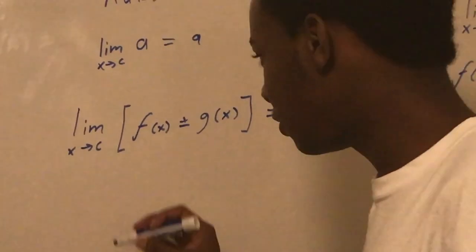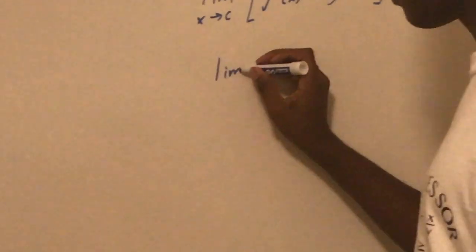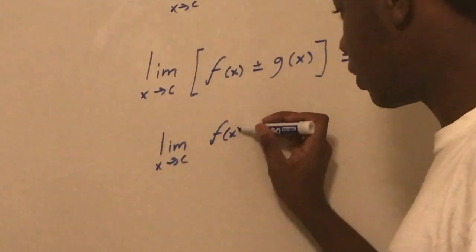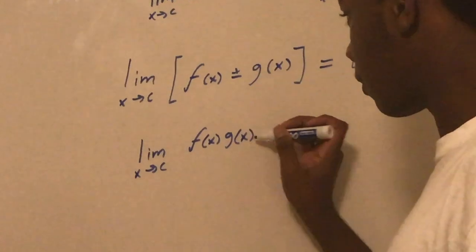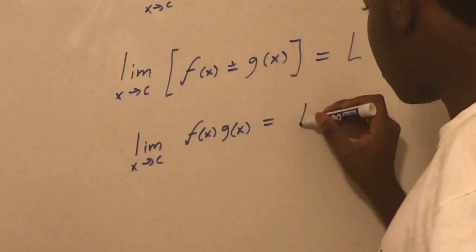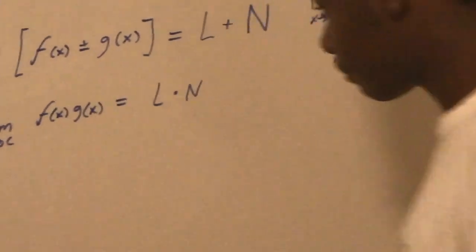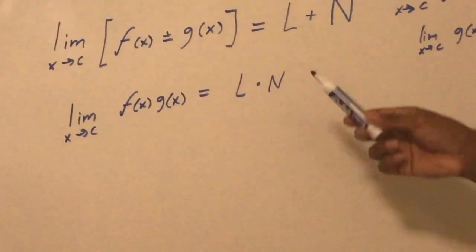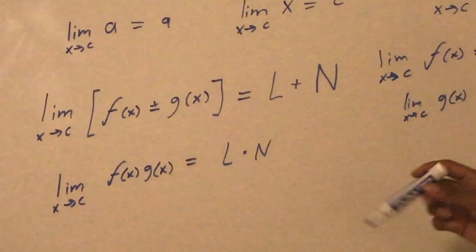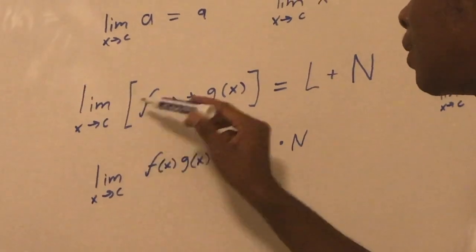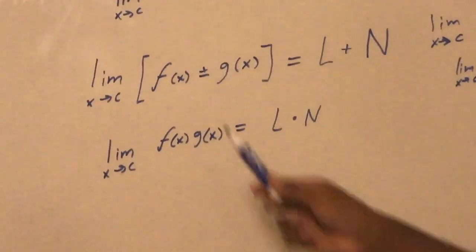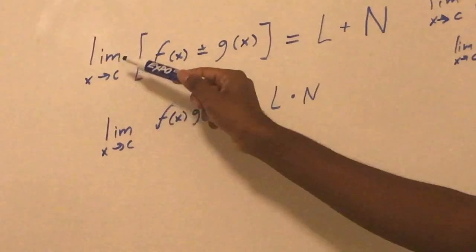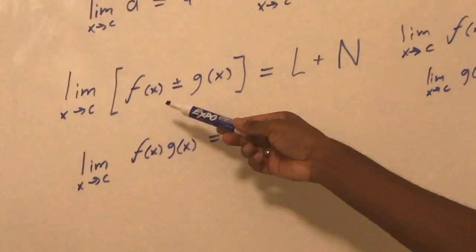So next, what about multiplication? The limit as x approaches c of f of x times g of x. Well, that would just be L times n. Yeah, so as you can see from these two examples, all this really is just direct substitution. We're just taking whatever this limit is and substituting it for the limit as x approaches c of either f of x or g of x.